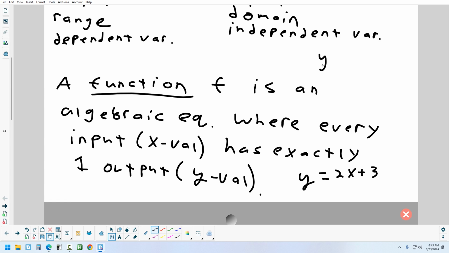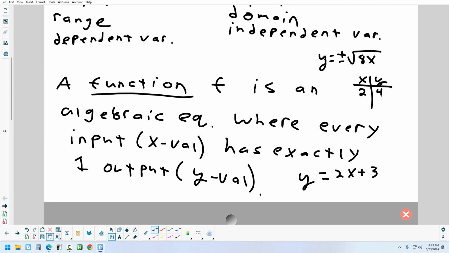Let's look at this one. Let's do y equals positive or negative square root of 8x. If I plug in 2 for x here, what's 8 times 2 give me? 16. And what positive number times itself gives me 16? 4. So if I plug in 2 for x, I get 4 for y.